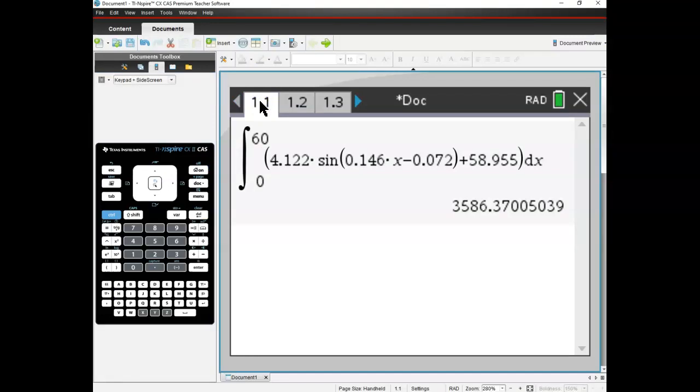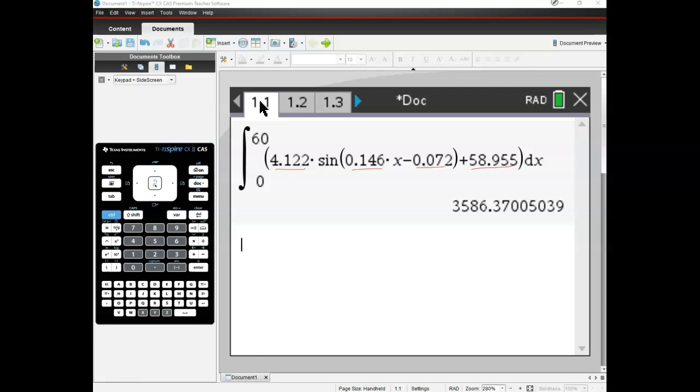G of T is 4.122 times the sine of (0.146x minus 0.072) plus 58.955 dx. Okay, this is why we need to be able to evaluate these in our calculators. I don't want to find the antiderivative of that. It's going to take time. And all of these numbers here are rounded to the nearest 3 decimal places, okay?